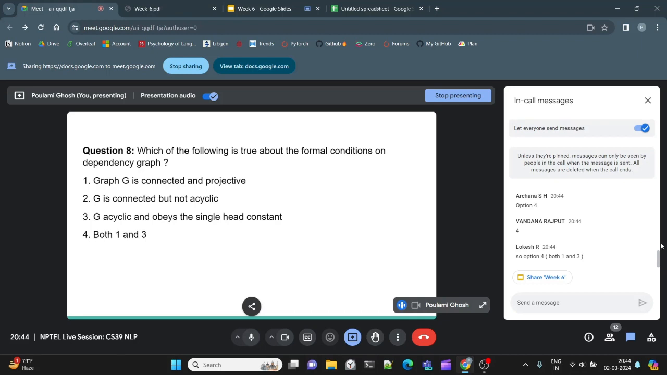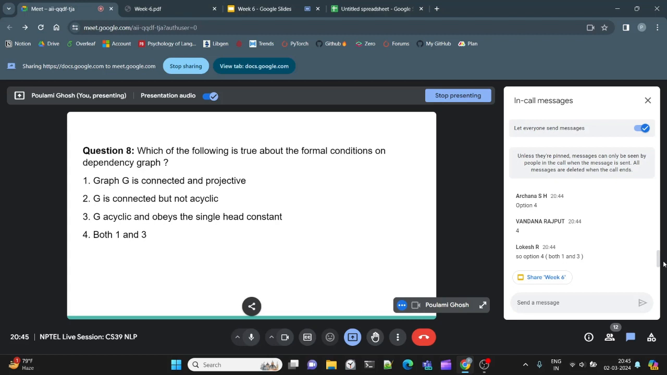Okay, so some of you have answered the question in the chat, and most of you agree that option 4, that is both 1 and 3, are correct. Let's quickly hear from one of you. So, Lokesh, Archana, Vandana, 3 of you have answered. Let's hear from Lokesh maybe.